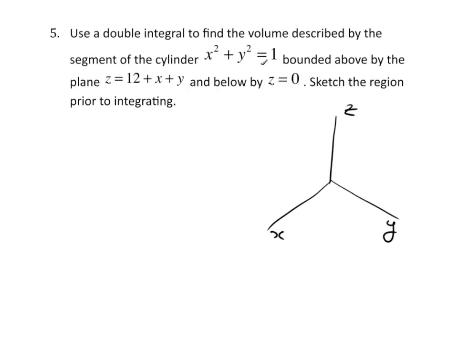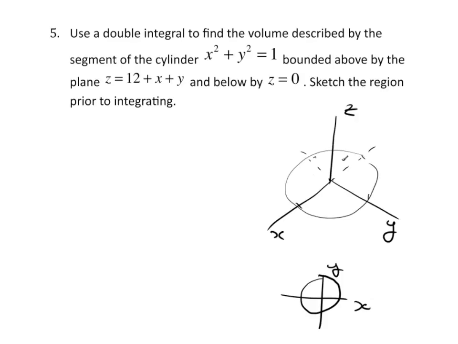Now think about this for a second. x squared plus y squared equals 1. If I just put this on an xy plane, that's the unit circle. So what I have here is this cylinder consisting of the unit circle, and it's just elevated up. So that's that cylinder that I'm dealing with. It's bounded below by z equals 0. z equals 0 is the xy plane. So it's bounded below right here, and above by this plane 12 plus x plus y.